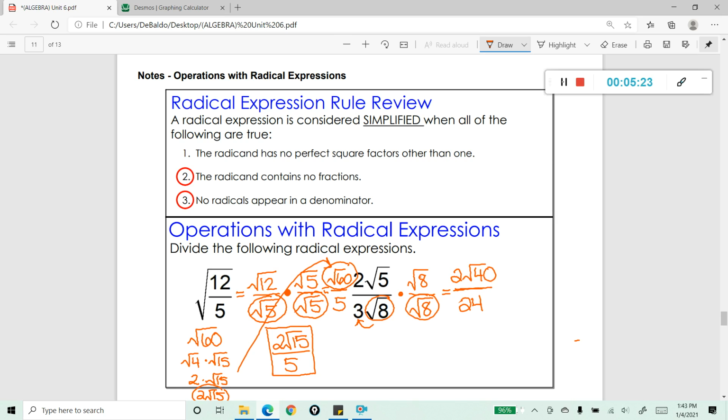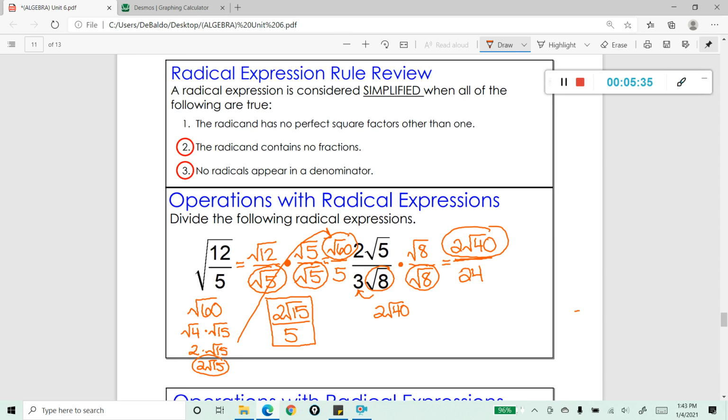Now, I eliminated that radical in the denominator, but look, the top is not simplified. So I need to go ahead and take that numerator, pull it off to the side, and simplify it. That's why simplifying is so important in this unit.